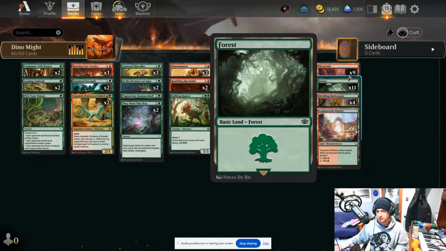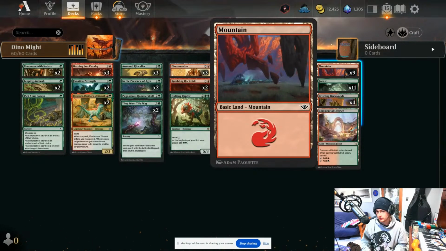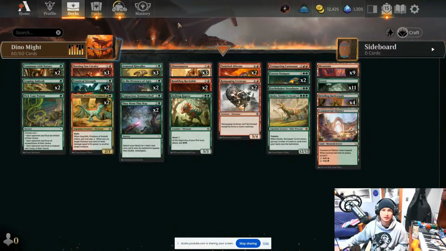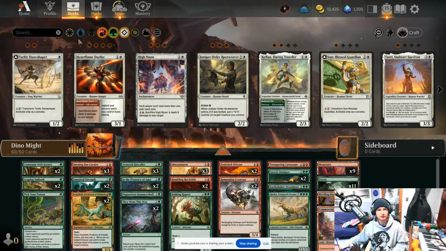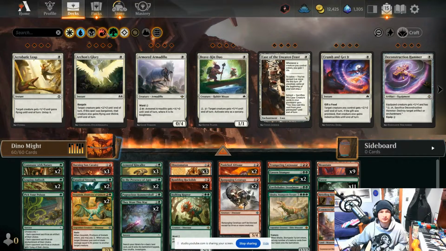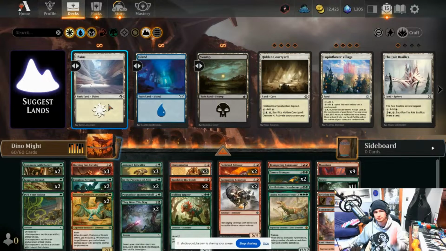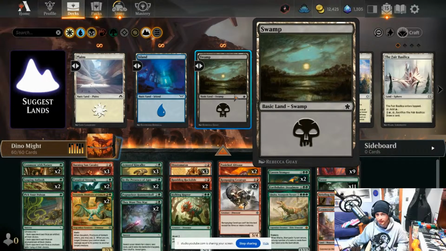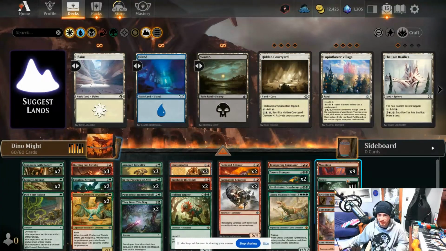So basic lands just produce a mana of the color that they correspond with. Mountains are red, forests are green, islands are blue. I can show you because Arena is awesome. Islands are blue, plains are white, swamps are black. These are the 5 colors of Magic.